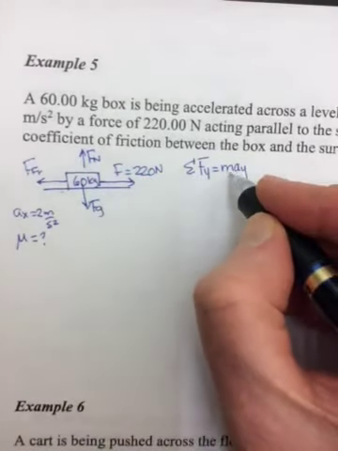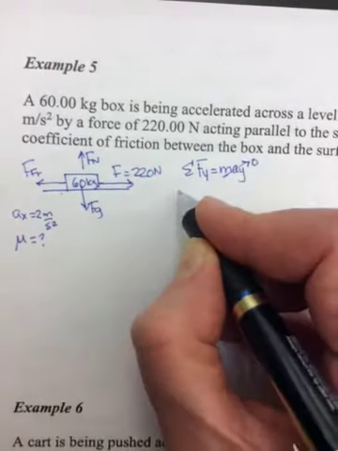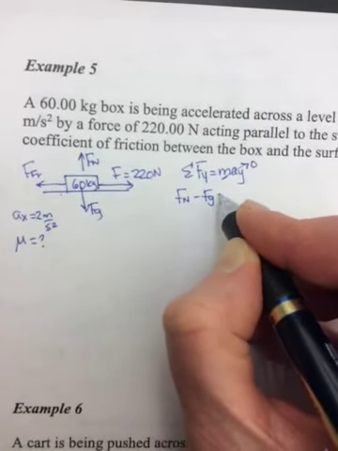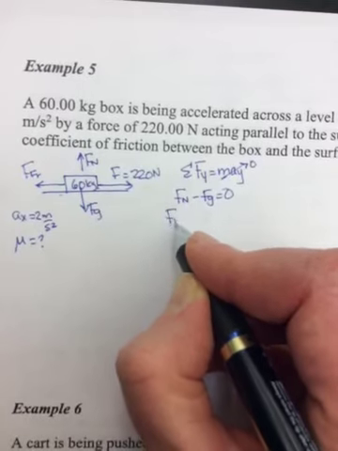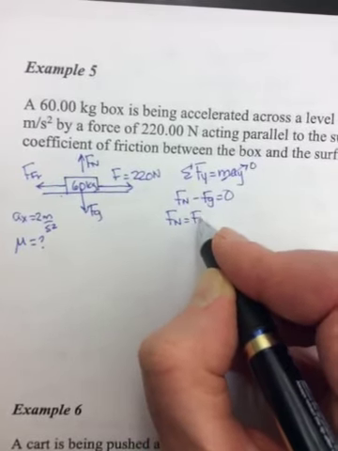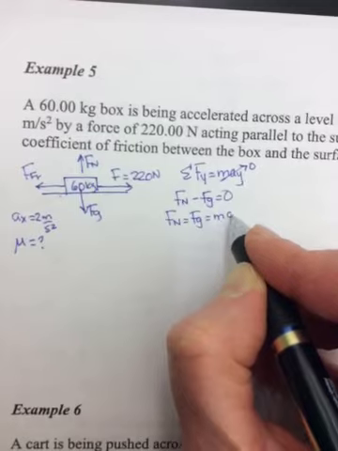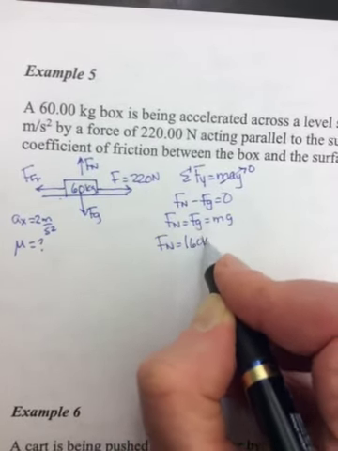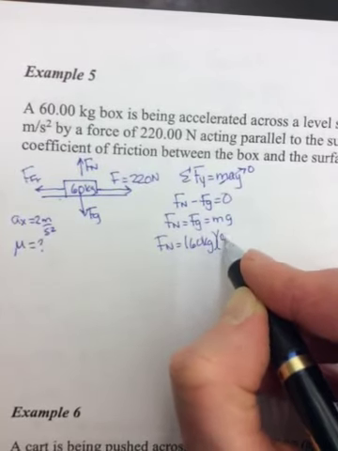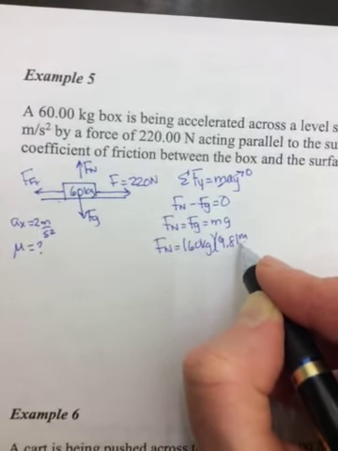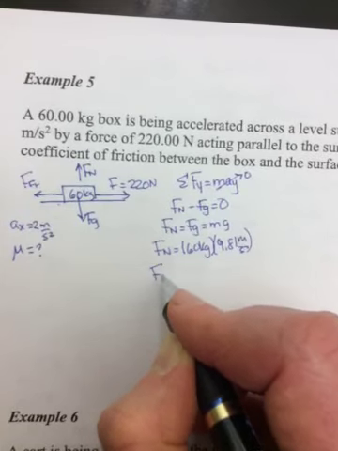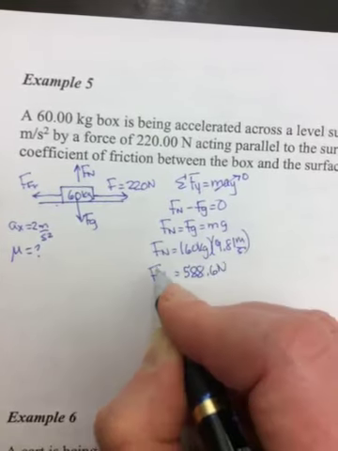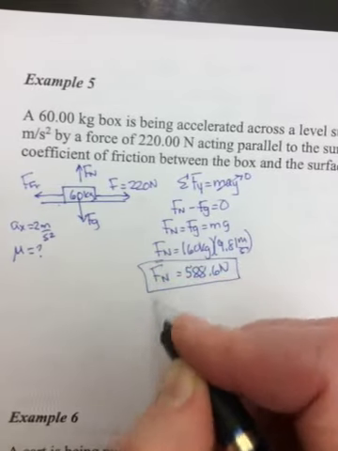So this box is not moving in the y, so MAY is 0. So it'll be Fn minus Fg, because it's going down, equals 0. So Fn equals Fg, which equals mg. So Fn equals 60 kilograms times 9.81 meters per second squared. So Fn is going to equal 588.6 newtons. Okay, first step.